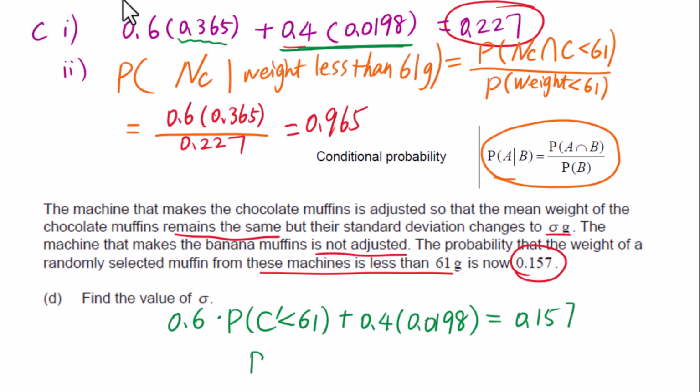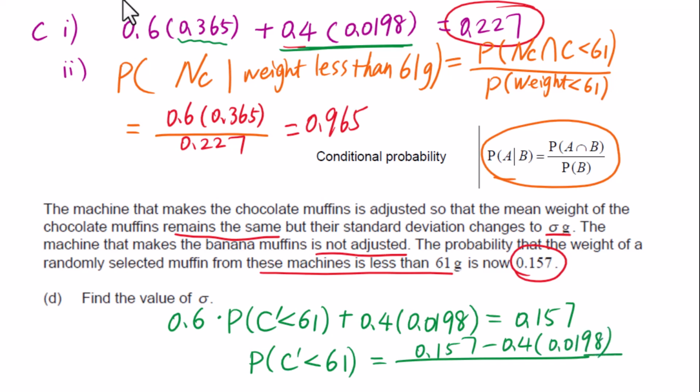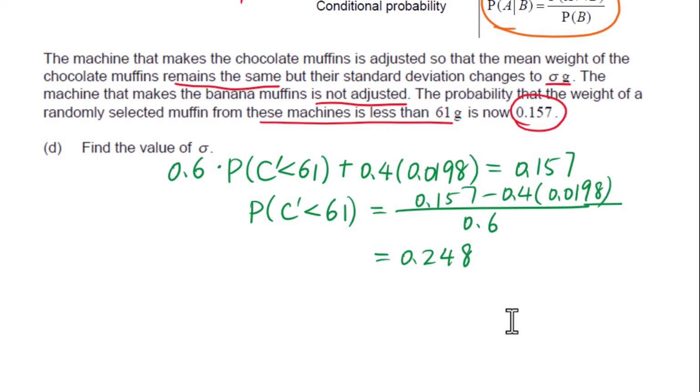We will figure out the probability of C prime less than 61 equals 0.157 minus 0.4 times 0.0198 over 0.6. We got 0.248 for the probability of C prime less than 61.